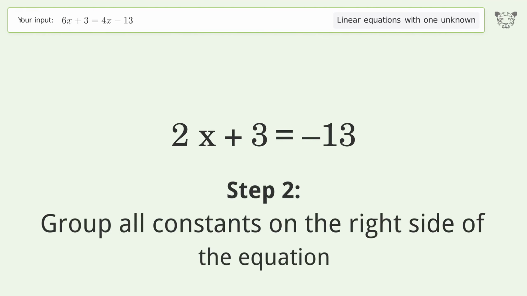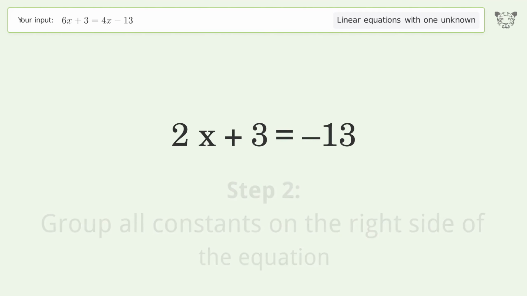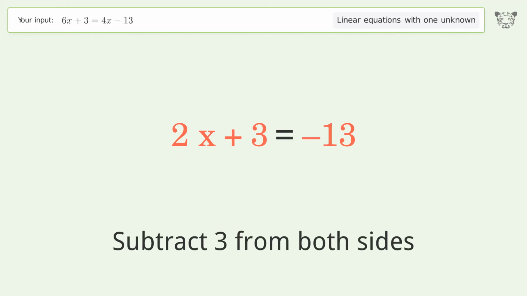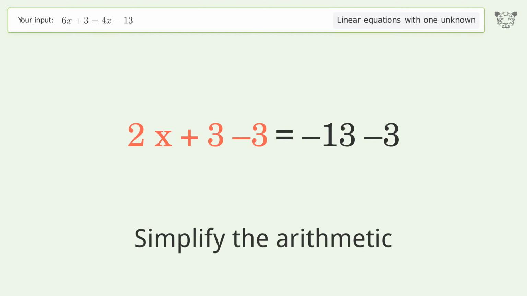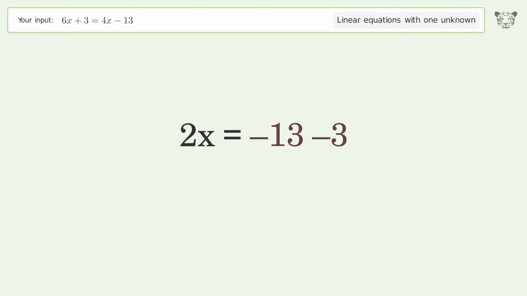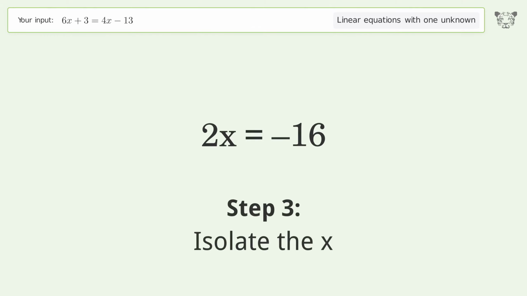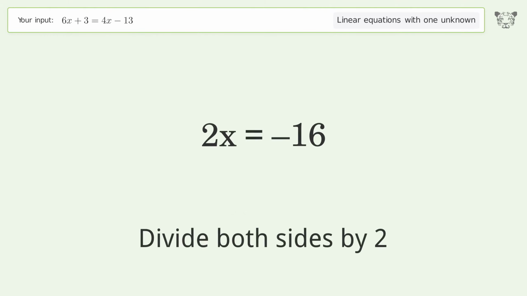Group all constants on the right side of the equation. Subtract 3 from both sides. Simplify the arithmetic. Isolate the x. Divide both sides by 2.